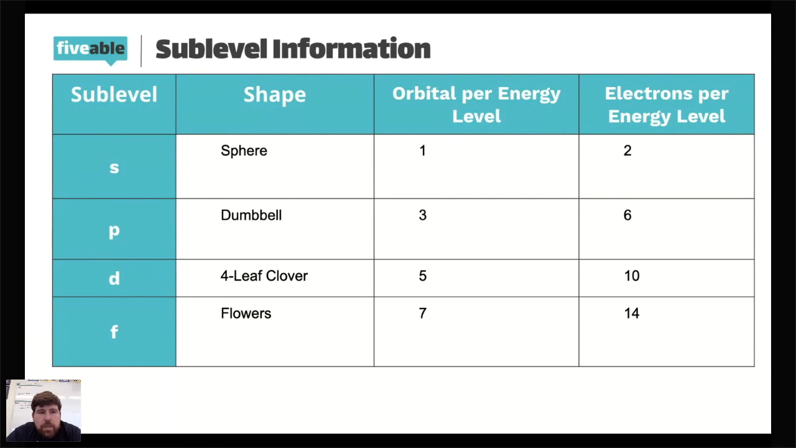D is even more complicated. I like to describe them as 4-leaf clovers, even though not all 5 of them are exactly 4-leaf clovers. And then F, honestly, they're just complicated, but one of my old high school teachers used to say that they looked like flowers, so that's why I like to list them the way I did. So here's an image of them.